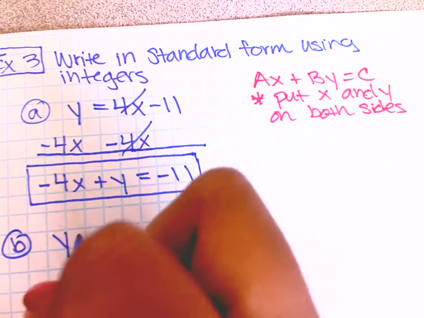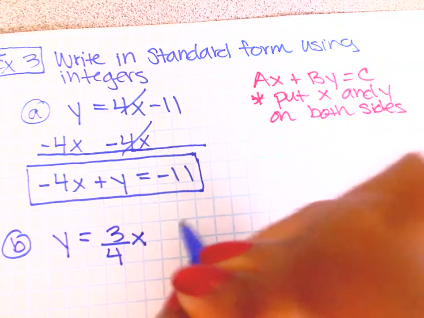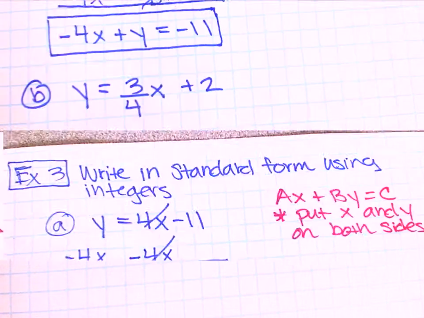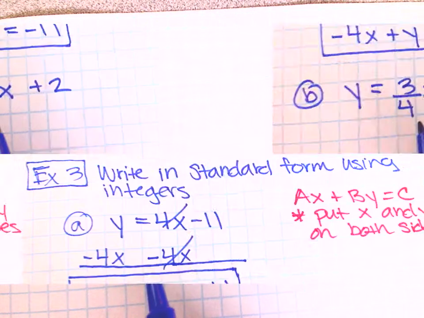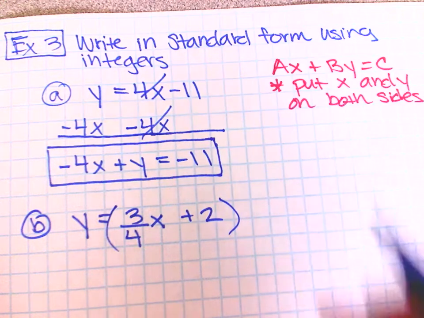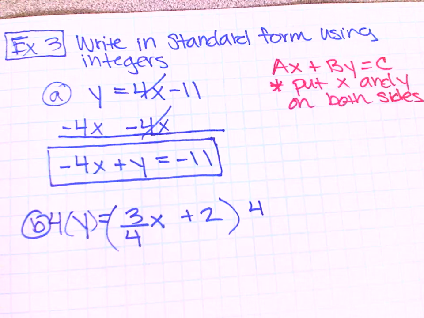This one has a fraction in it. Y equals 3 over 4x plus 2. Well, Miss Graham, how do I get x on the other side? Well, to make your life easier, let's get rid of that fraction, yes? So whatever you multiply by on both sides, right now I'm going to multiply by the denominator, 4, on both sides. Multiply by the denominator.